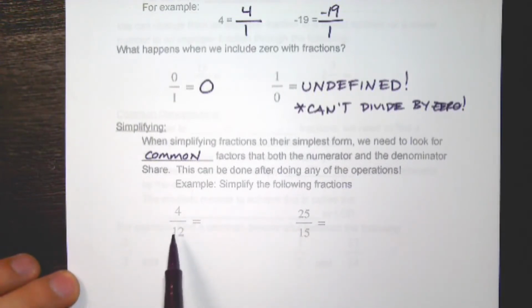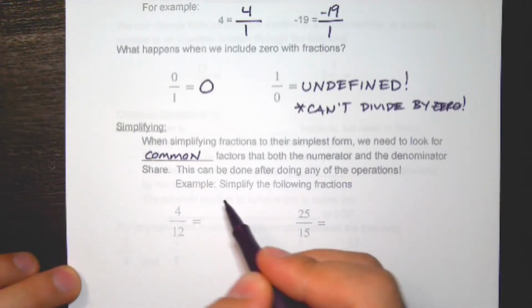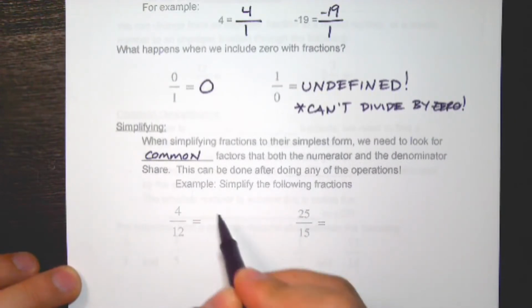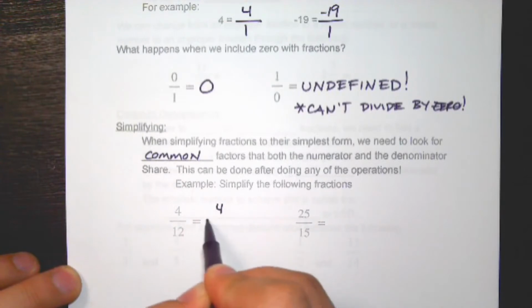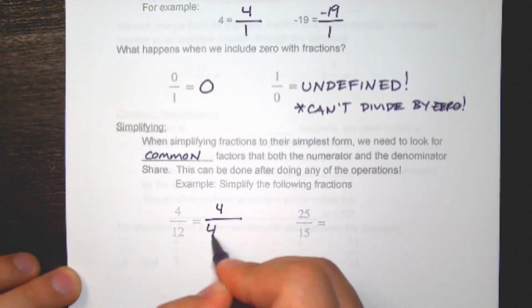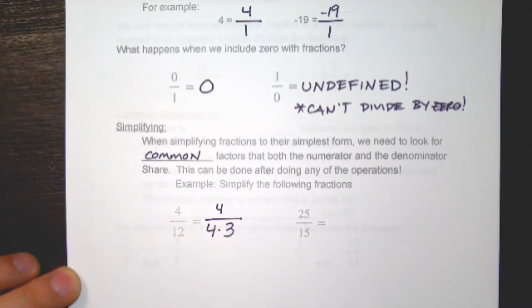So for the first, we got 4 over 12. Do 4 and 12 have anything in common? Some of us might go, oh, they're both even. They have 2, which is true. But there's something even bigger than that, right? We could leave 4 to just be 4. But 12 we can write as 4 times 3. So I just rewrote it so we can see what they have in common.